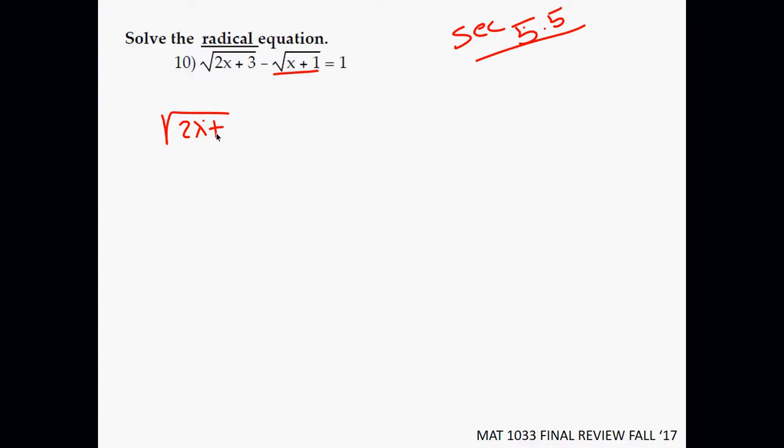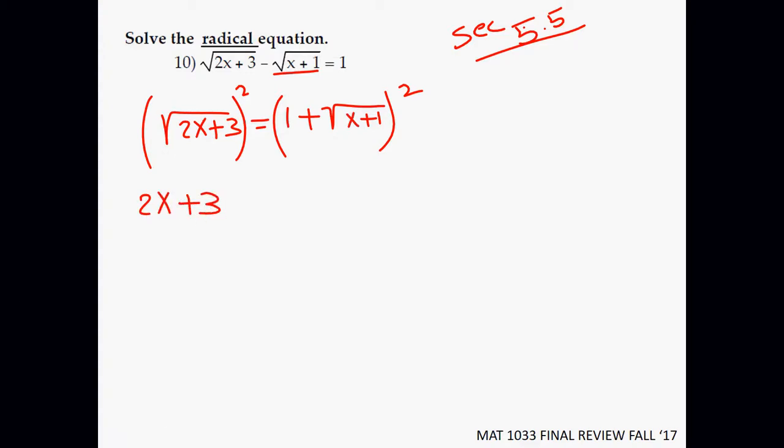You get the square root of 2x plus 3 equals 1 plus the square root of x plus 1. And to get rid of the radicals, we have to square both sides. Since the exponent is the same as the index, that will be cancelled, then you get 2x plus 3 on the left-hand side. And the right-hand side, since it's a square, we can express that by multiplying the term by itself twice.